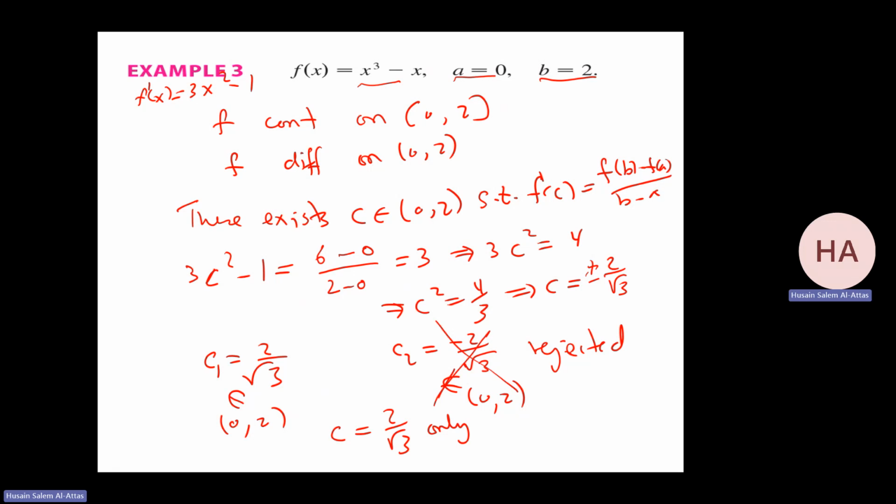I'm talking about this problem. Okay, the hypothesis is satisfied. Yes, let us check the function. This is the interval. This is the function. Yeah, the function is continuous, actually continuous everywhere, and differentiable on this. That's it. This is what I need.